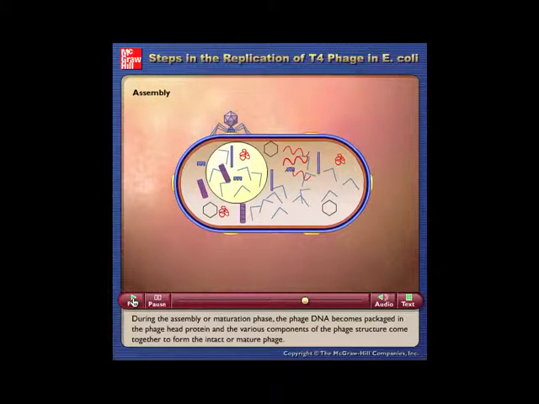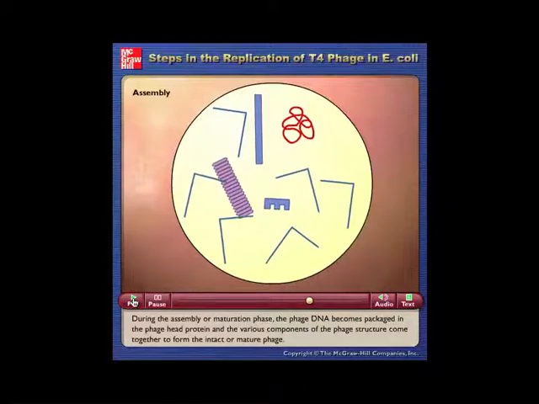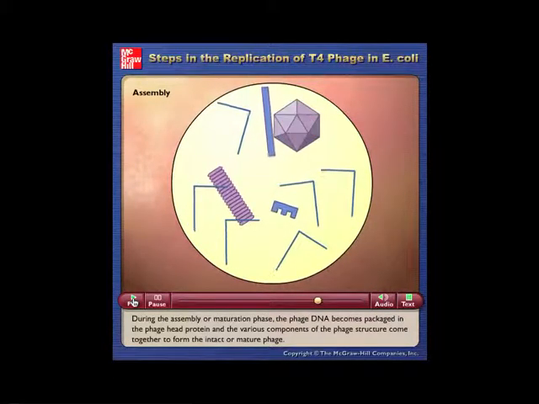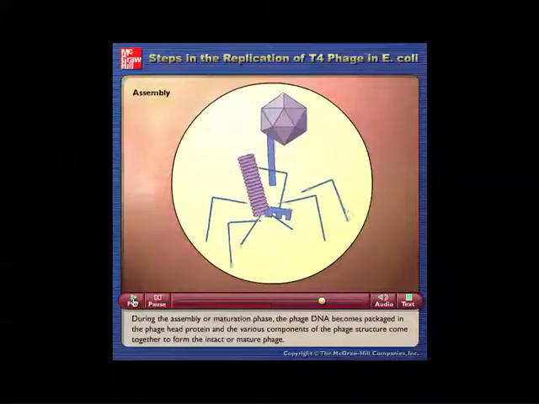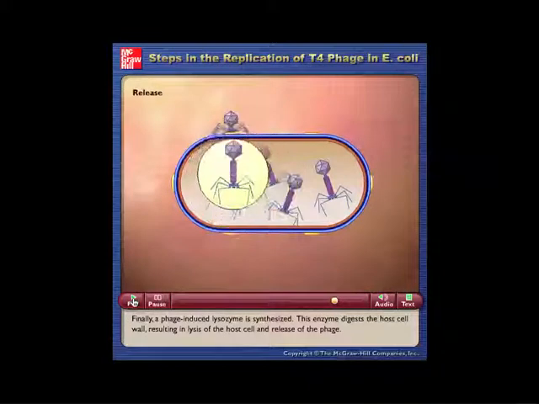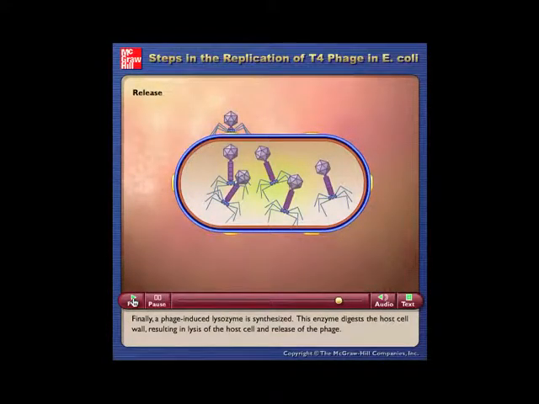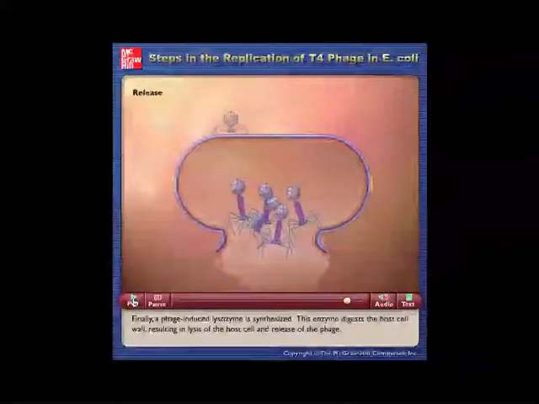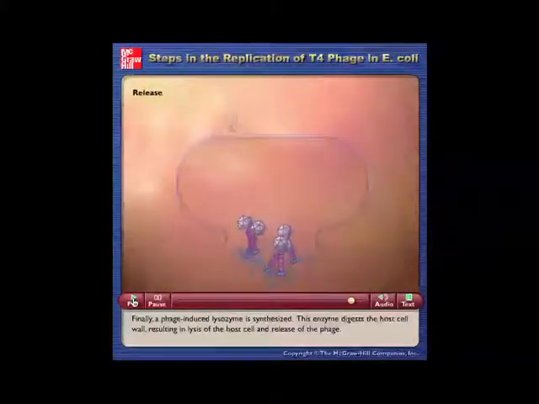During the assembly or maturation phase, the phage DNA becomes packaged in the phage head protein, and the various components of the phage structure come together to form the intact or mature phage. Finally, a phage-induced lysozyme is synthesized. This enzyme digests the host cell wall, resulting in lysis of the host cell and release of the phage.